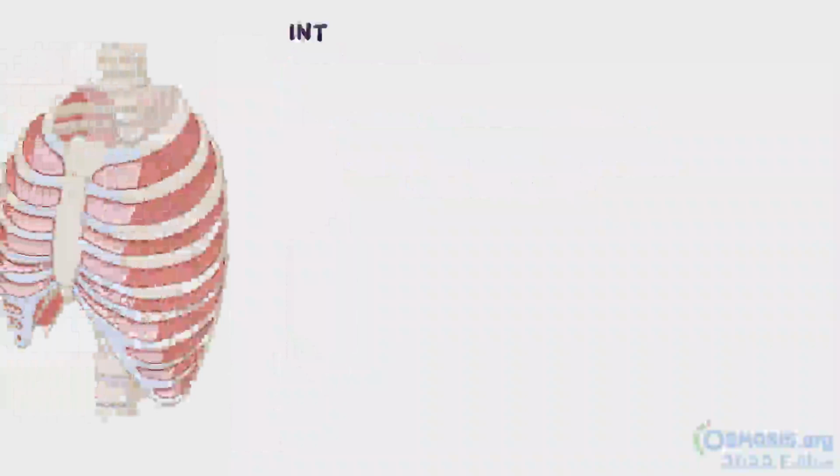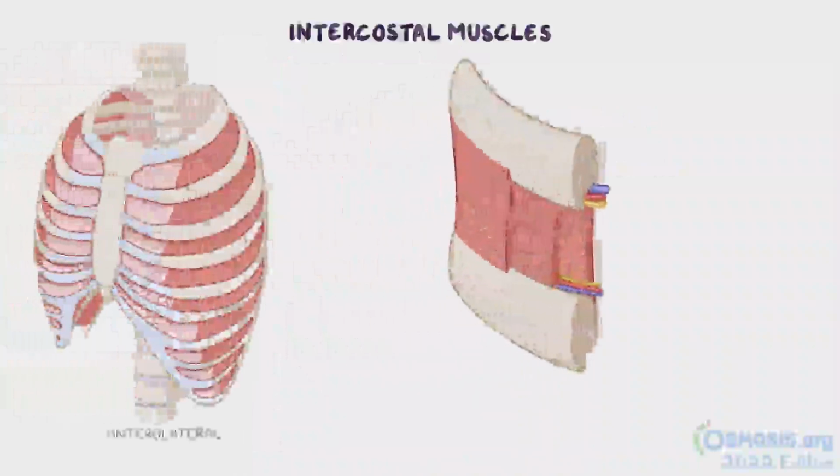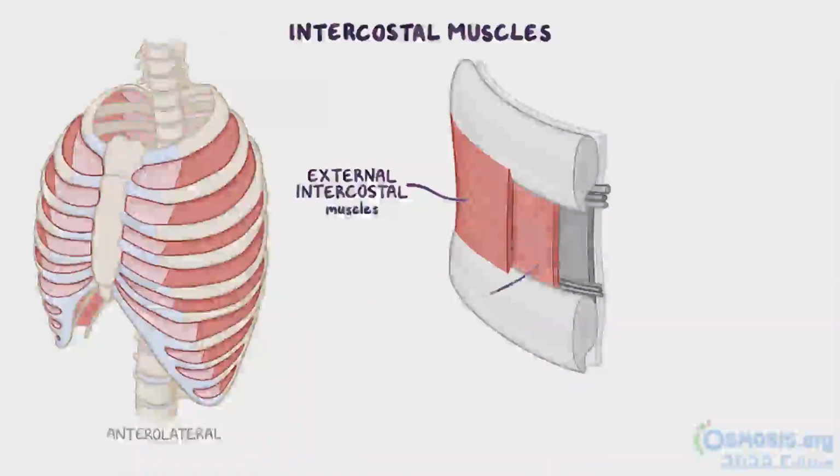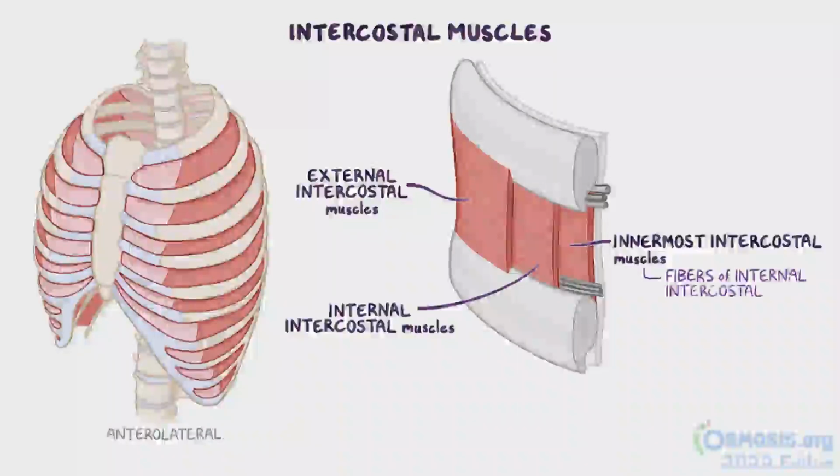Then there are the intercostal muscles, which are a group of muscles that occupy the space between the ribs. The external intercostal muscles form the superficial layer, while the internal intercostal muscles form the inner layer. Now, the innermost intercostal muscles are fibers of the internal intercostal muscles that are the deepest fiber layer and lie internal to the intercostal nerve and vessels.